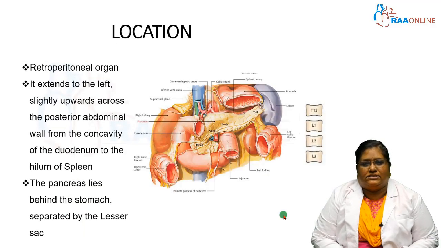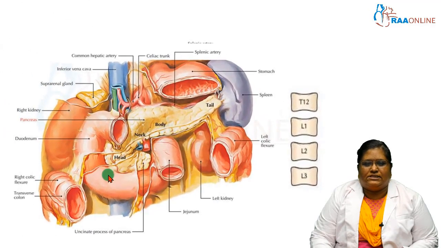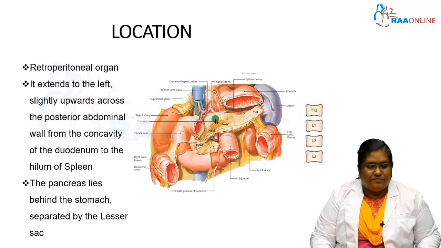Location of the pancreas. Pancreas in Greek: pan means all and kreas is flesh. This is a retroperitoneal organ and it extends to the left, slightly upwards across the posterior abdominal wall from the concavity of the duodenum to the hilum of the spleen. So this is the pancreas. The pancreas lies behind the stomach and is separated by the lesser sac.